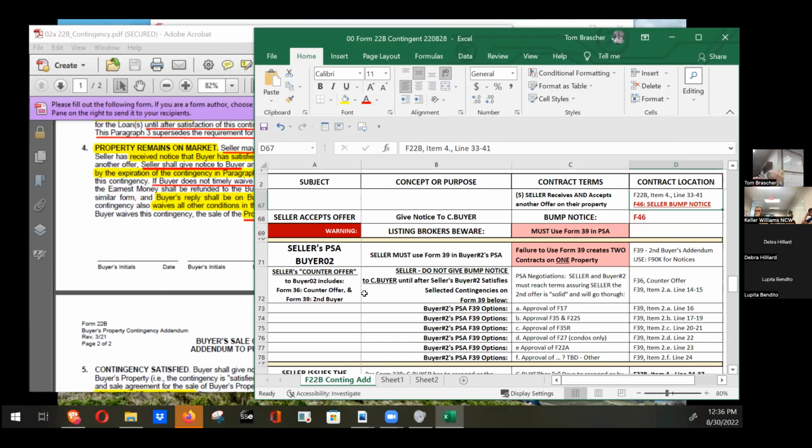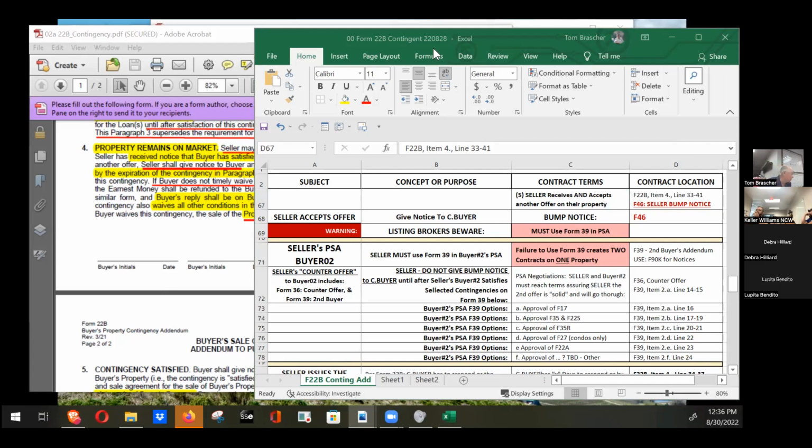The offer that comes into that seller, odds are it does not have a Form 39, because brokers probably don't even know about a Form 39. So you need to write a counter offer and put a Form 39 in. This is different. It often gets confused with a backup offer, but we're not using 38A, we're using 39, which is a second offer.